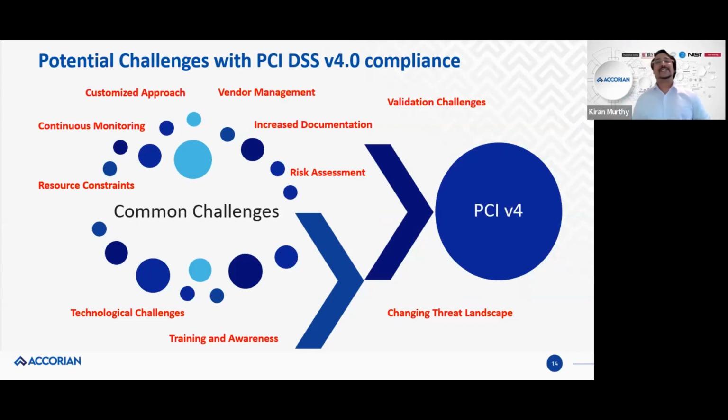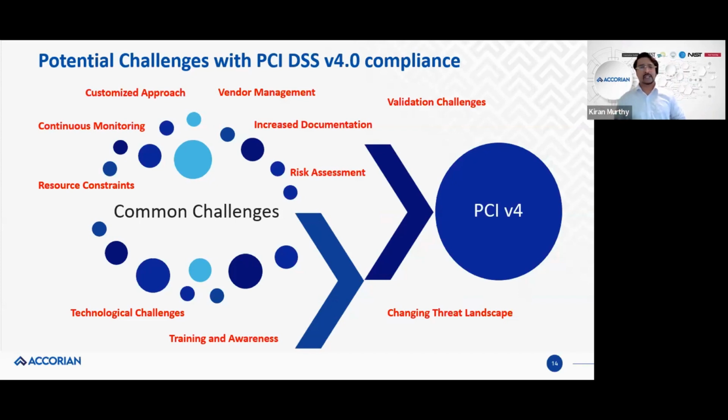Just kidding. So coming back to the challenges with version 4.0, certainly the introduction of any new compliance iteration such as PCI version 4.0 brings a set of challenges for organizations.